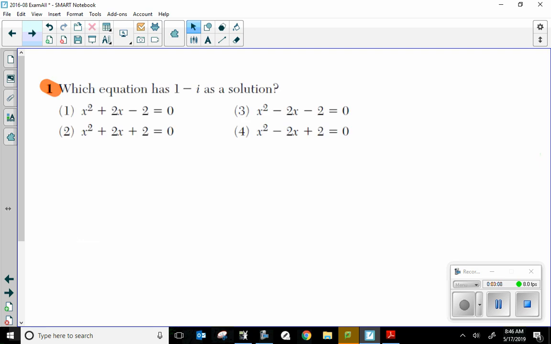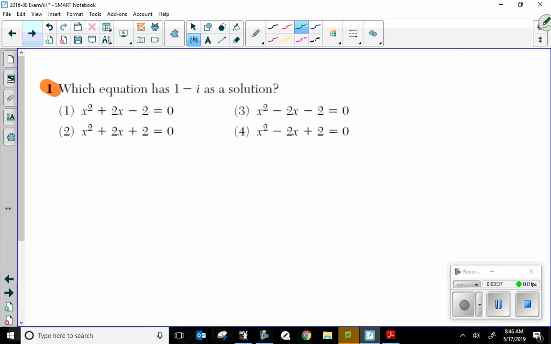Number 1. Which equation has 1 minus i as a solution? First off, if there is any way you can use a calculator on any of these problems, I will let you know. But more times than not, I'm going to show you the algebraic way to do it, because if you're in a situation where this is a short answer problem, you need to know how to do it algebraically. But I will tell you, you can do this one in the calculator.